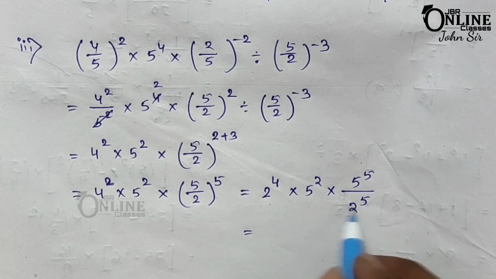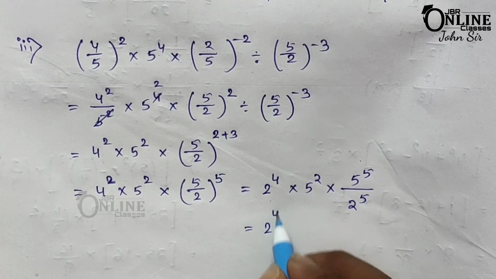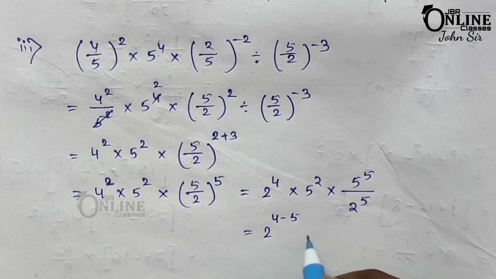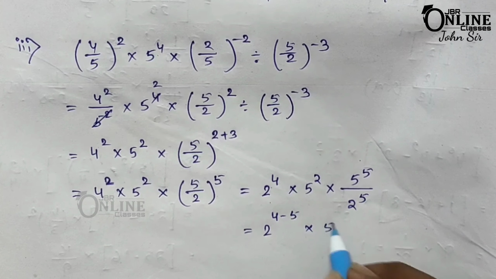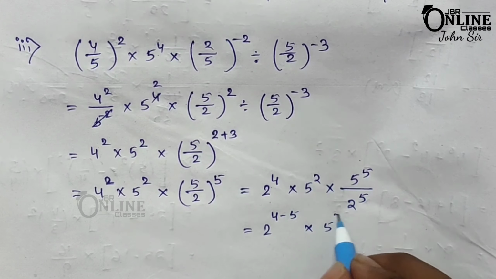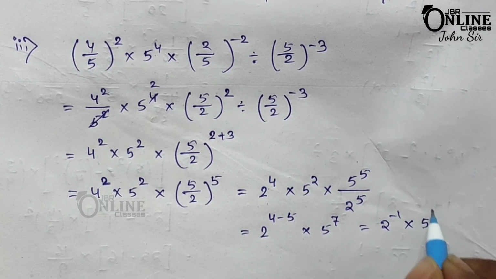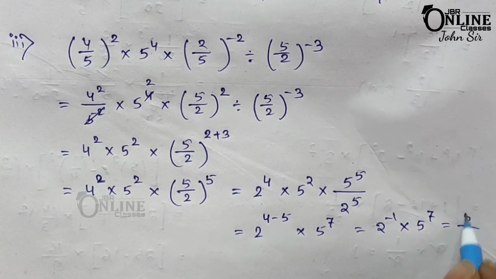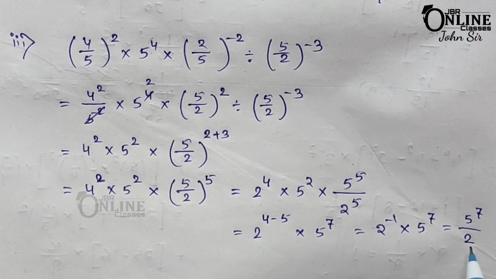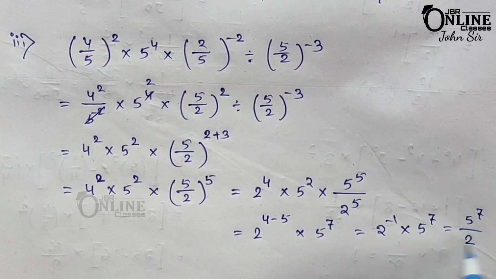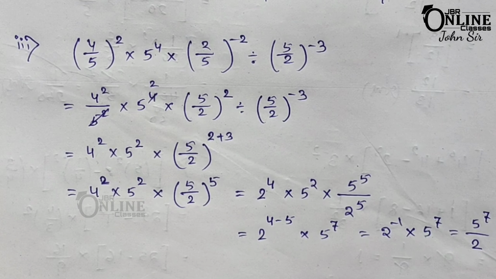So finally here 2 to the power 4 minus 5, and here 5 square and 5 to the power 5, so 2 and 5, so 7. So 2 to the power minus 1 into 5 to the power 7. So finally 5 to the power 7 by 2. 5 to the power 7 by 2 is the final answer.